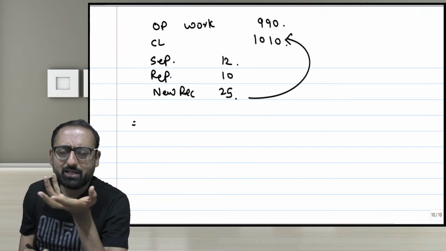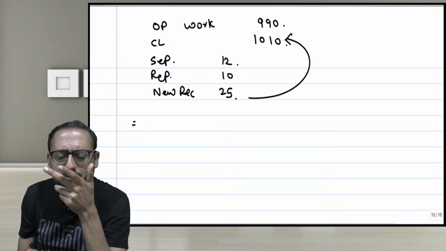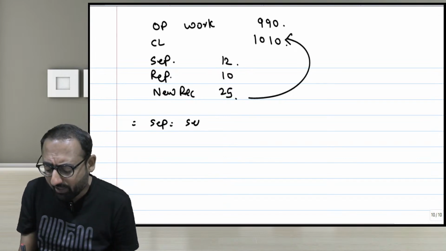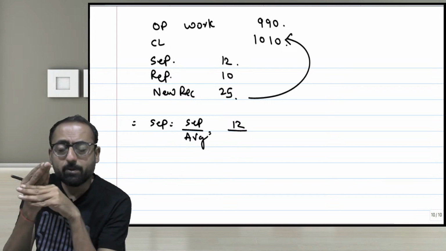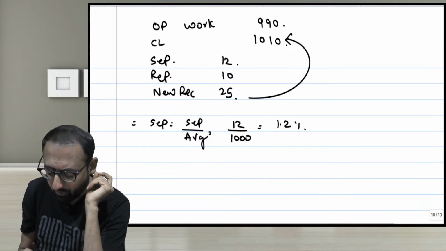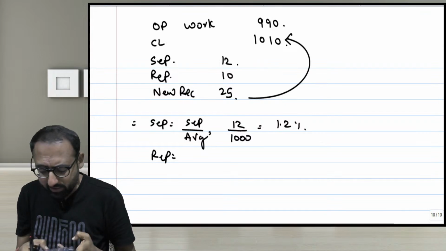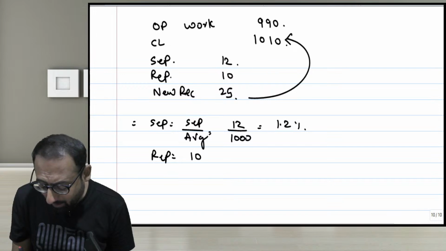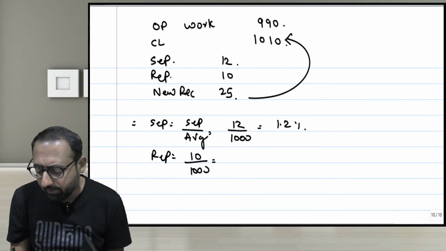In an MCQ as well, they can ask to calculate flux, replacement, accession, and separation. So you can easily calculate the separation method: number of workers separated divided by average number of workers, multiplied by 100. Workers separated are 12, divided by average number of workers, opening plus closing divided by 2, which will be 1000. So 12 divided by 1000, multiplied by 100, is 1.2%. Replacement method: number of workers replaced are 10, divided by average number of workers 1000, multiplied by 100, it will be 1%.